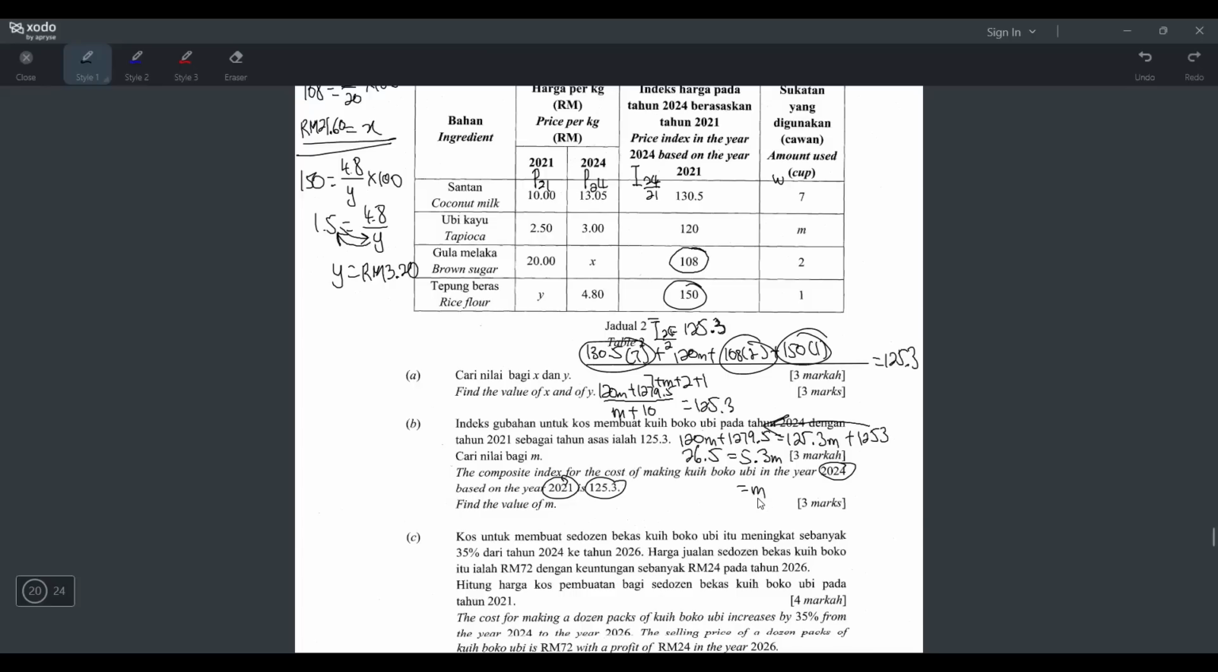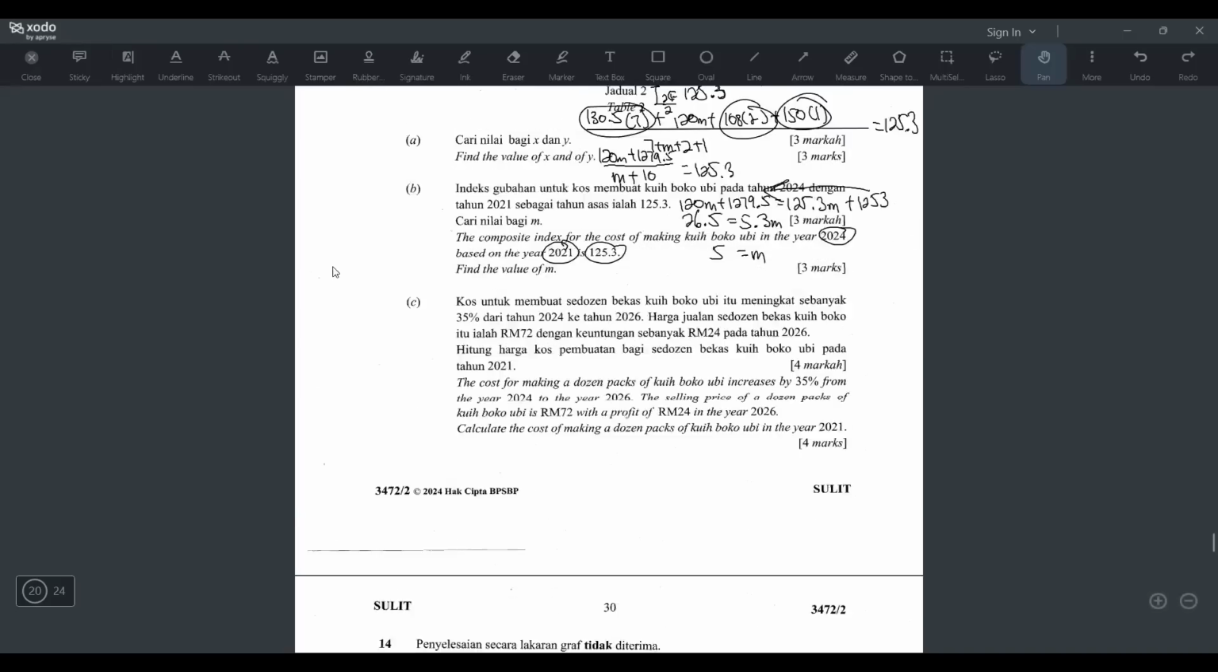Okay, so let me press. My calculator gives me 5. So now I already know M is 5, and M is actually the weightage. Yeah, so that's the answer. Okay, ready? Let's do C.